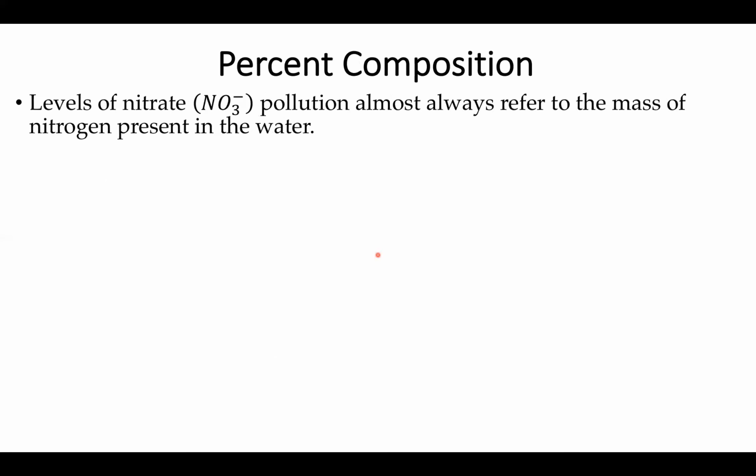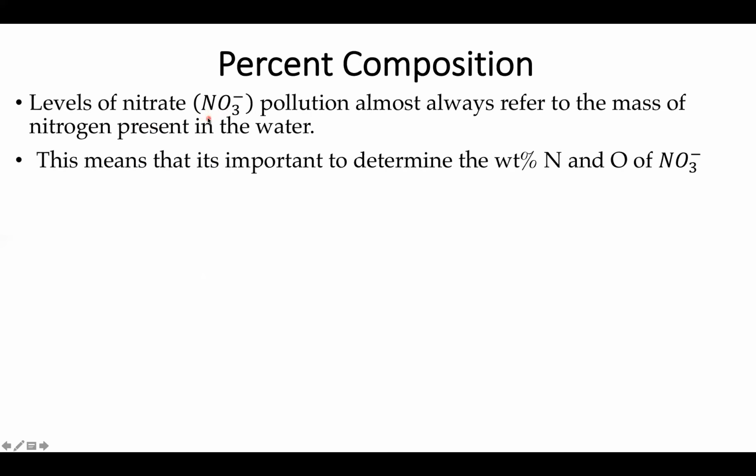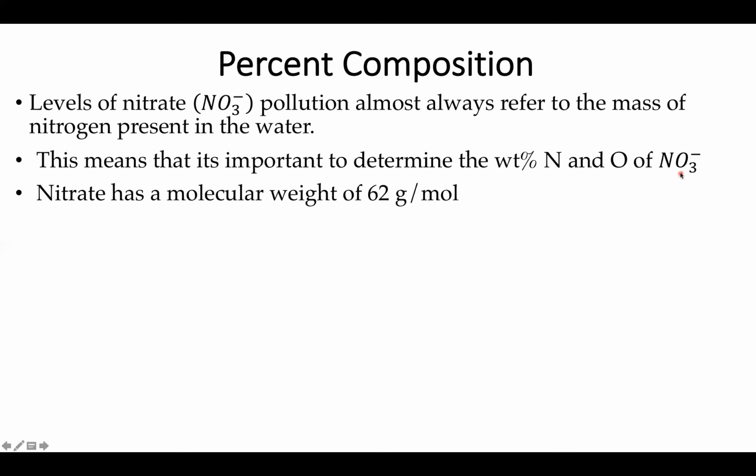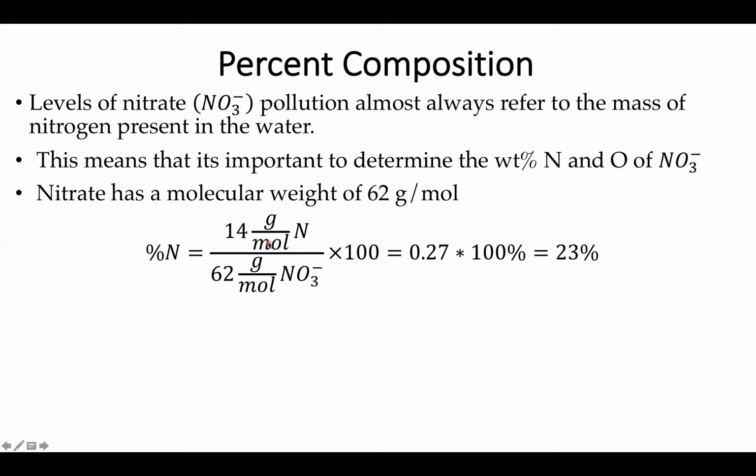And there's also a lot of reasons why these percent weights can be important. For example, if you're looking at levels of nitrate pollution, which is an important feature of agricultural runoff, it's almost always given as a percent weight of nitrogen in the water, not nitrate, but just the nitrogen. So that means if I'm trying to relate the amount of nitrogen to nitrate, it's very important to know the percent weight of nitrogen and oxygen in nitrate. So we can do this by starting off by knowing that nitrate has a molecular weight of 62 grams per mole. So I can find the percent weight of nitrogen simply by taking the atomic weight of nitrogen divided by the molecular weight of nitrate.